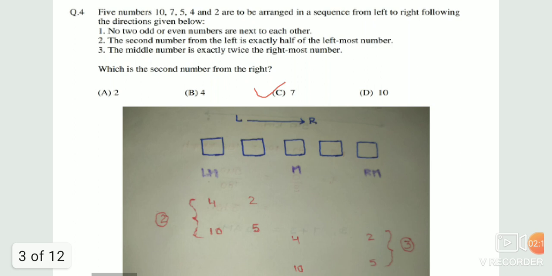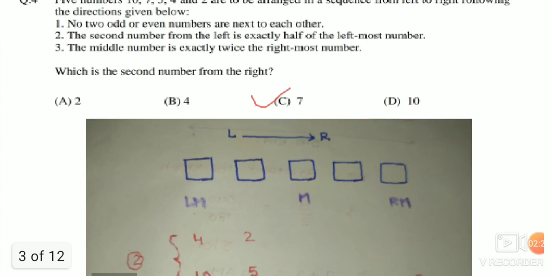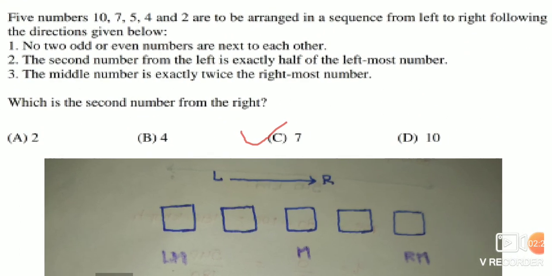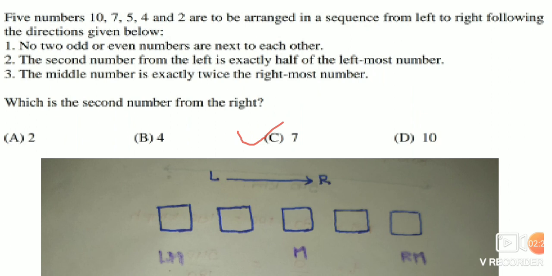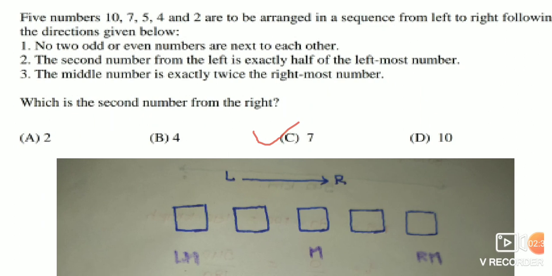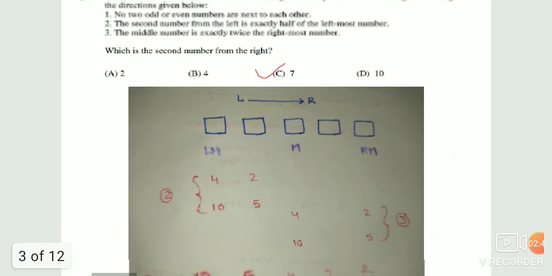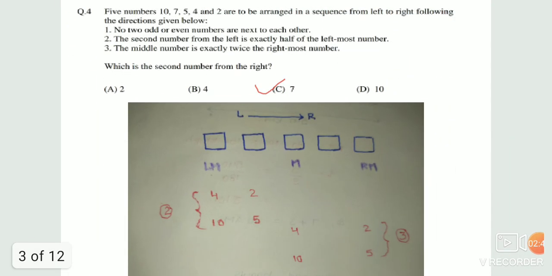Here the next question belongs to the reasoning section. He asked that 5 numbers 10, 7, 5, 4 and 2 are to be arranged in sequence from left to right. So the sequence must be remembered left to right, and the directions are given below. Here 3 conditions have been given. No need to follow the order-wise conditions. According to the question we have to follow those conditions. Here I am first stating the second condition.